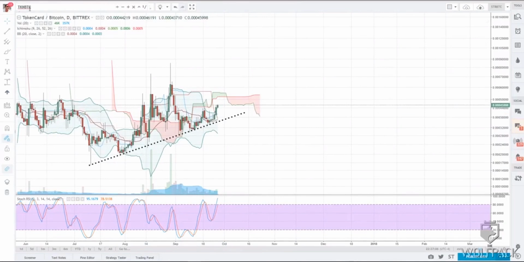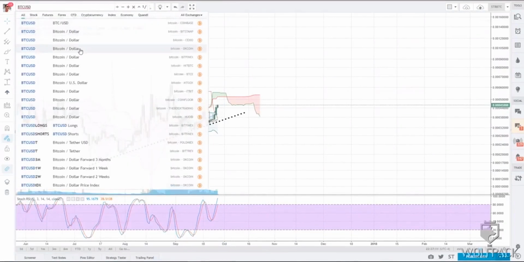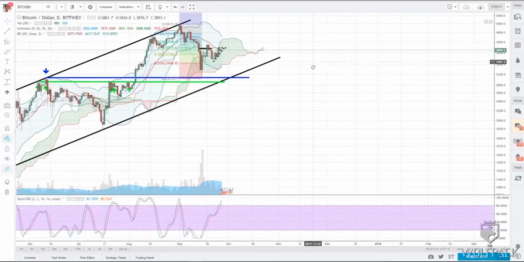As far as the resistance, let's go to Bitcoin. Bitcoin's challenging a pretty strong resistance. Bitfinex.